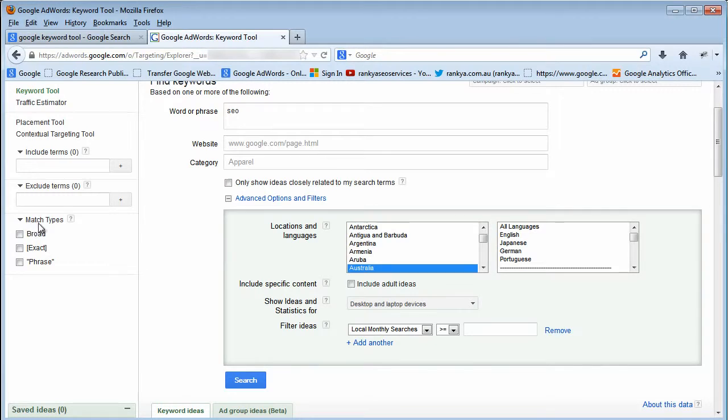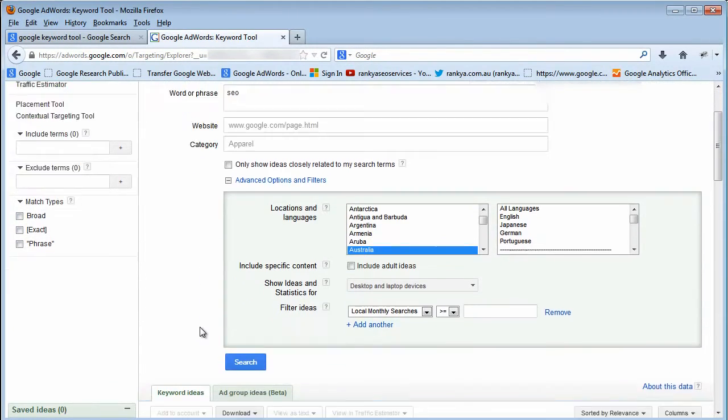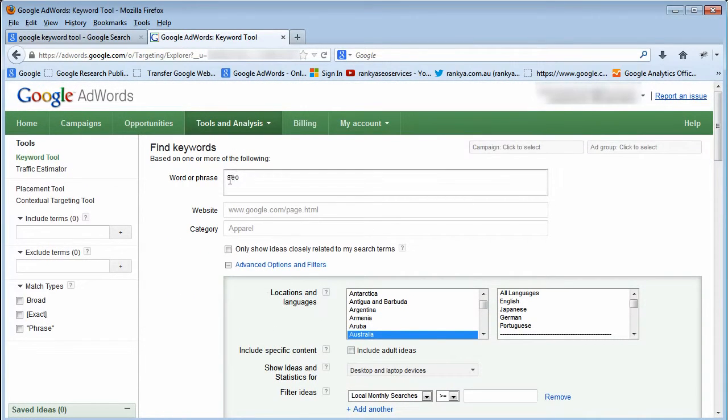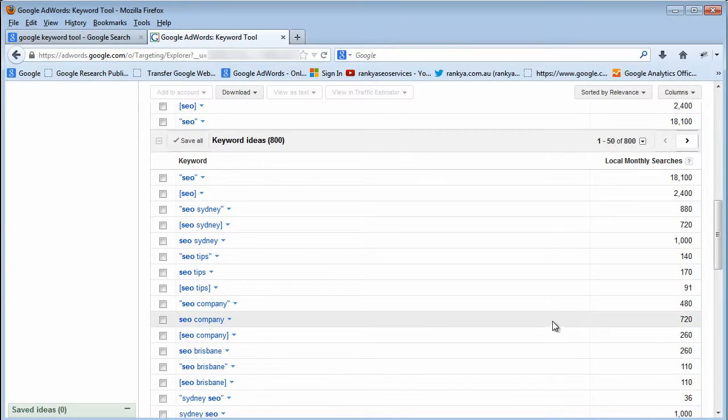But nonetheless, you need to understand the result sets that it's given us based on these match types. Now, match types, if you're running AdWords, you must understand it, or else you're going to waste a lot of money, right? But for organic rankings, we don't have to really rely on this data at this stage, okay? Now let's just do that search and see what it's given us.